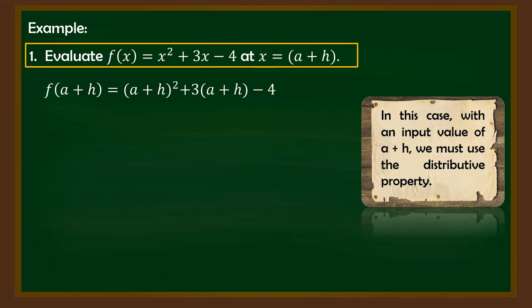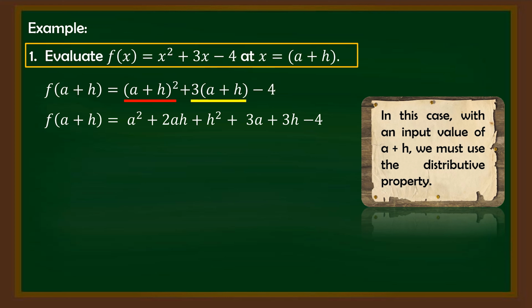Replace all the variable x with a plus h, so we have f of a plus h is equal to the quantity a plus h squared plus 3 times the quantity a plus h minus 4. Expand the binomial a plus h squared, which is equal to a squared plus 2ah plus h squared. Distribute 3 to the two terms inside the parentheses, which yields 3a plus 3h, and then copy minus 4. Since we cannot simplify any further, this is now the final answer.